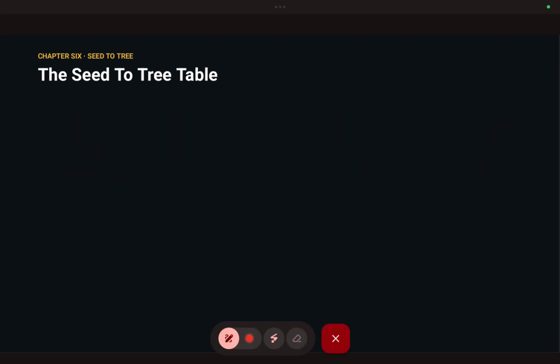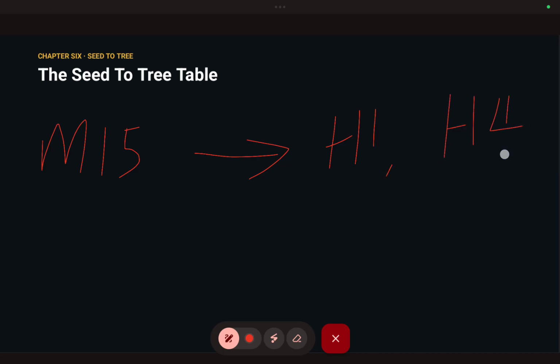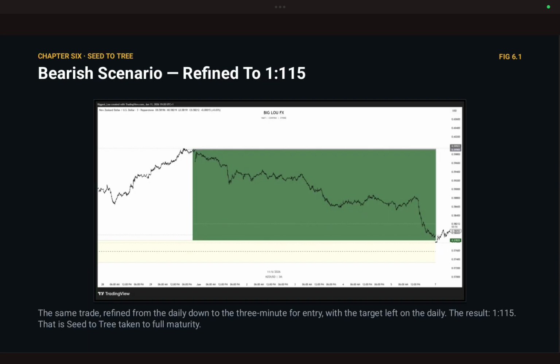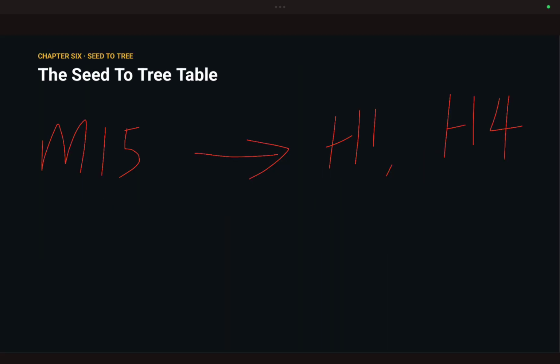If you plant your seed on the M15, you should seek to take your harvest on the H1 and on the H4. All right, these are the logical ones. The example I showed us is an extreme case, going down to the 3 minutes to take a trade and target the daily zone. It could play out, it plays out, but it's an extreme example. The most logical examples are the ones I'm showing you.